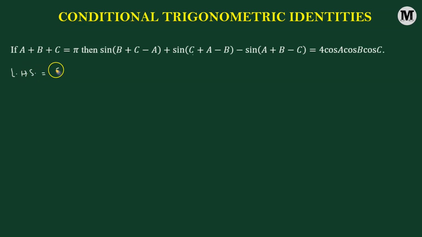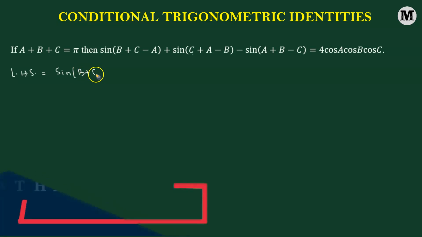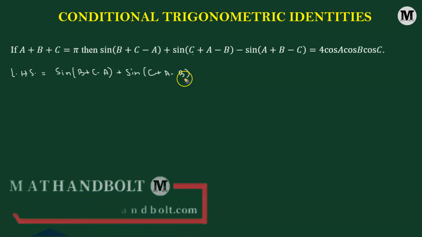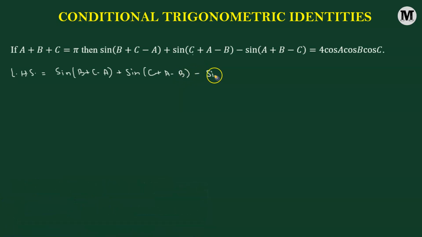On the left hand side, we have sine of the angle b plus c minus a added to sine of c plus a minus b, and the third term is negative sine of a plus b minus c. Now what we'll do, we're going to rewrite each of the angles.